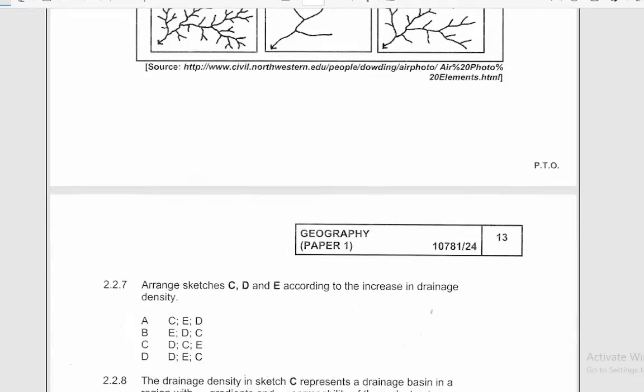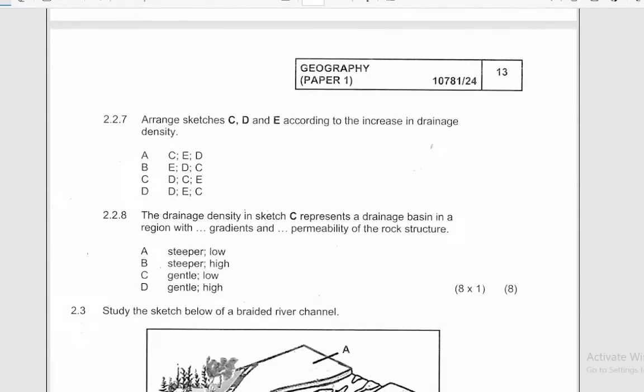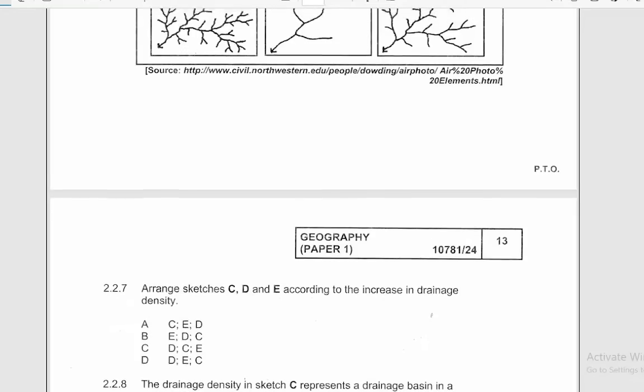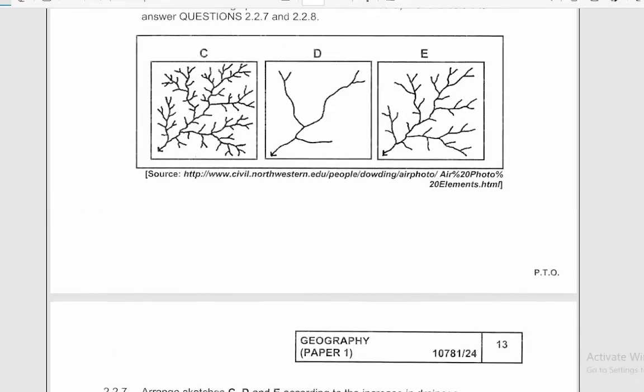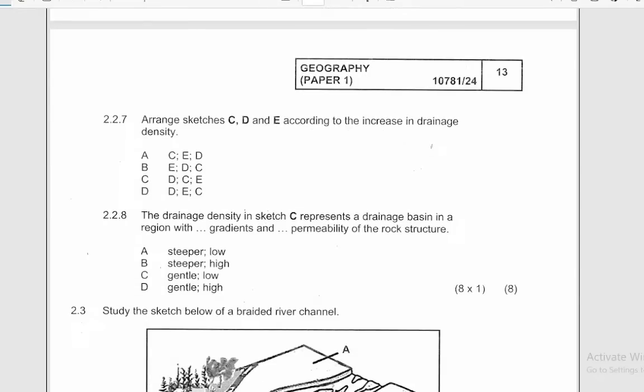Right, let's go to the questions. Arrange the sketches A, D, and E according to the increase in drainage density. We have explained that. The correct response is the lowest density is D. We move on to E, we go to C. So DEC is the correct response, which is D.